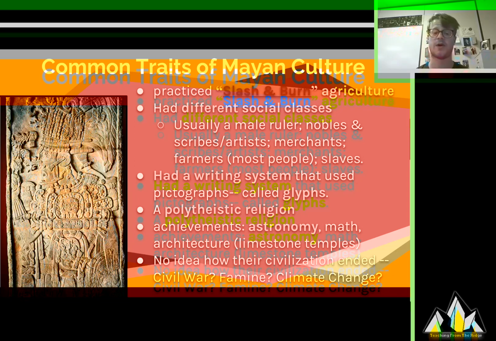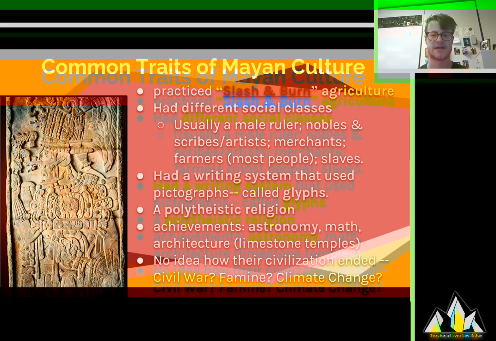Now, the Mayans also had a writing system, and you can see it there to the left. It's pictographs. It's kind of like playing Pictionary, if you don't know what that is. Imagine TikTok on mute, and you kind of get the idea. We call them glyphs, and they're just pictures that people could interpret into a language. We can't read all of it, but we can read a lot of it, I would say.